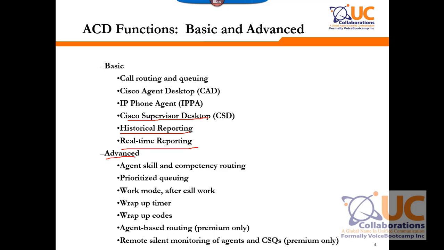Then you have the advanced. Now, in advanced, agent skill and competency routing can provide skills-based or competency routing, prioritized queuing, work mode after call work, wrap-up timer and code, agent-based routing, which is a premium license, and allows you to do remote silent monitoring of an agent and contact service queue.